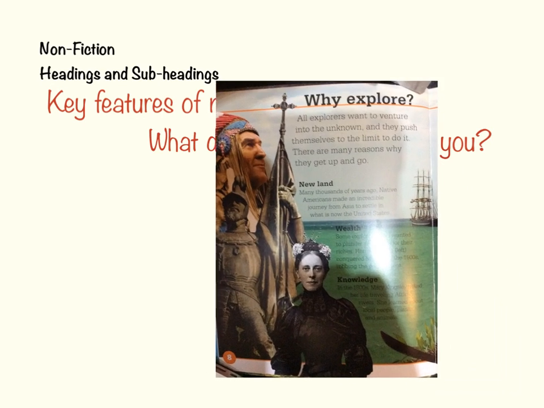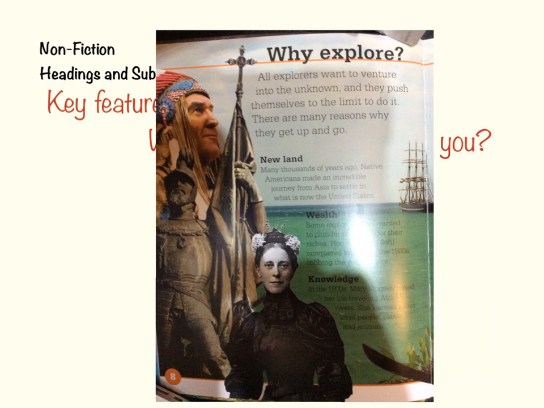Here is the same page, but I've just cut a small part out this time. I can still see the heading at the top, and I still know that it's going to be telling me about why I should explore in this case. But here on the page, I can see some other words that have been put in bold. Newland, wealth, knowledge. They are subheadings, and they're telling me specific bits of information that relate to that main title.